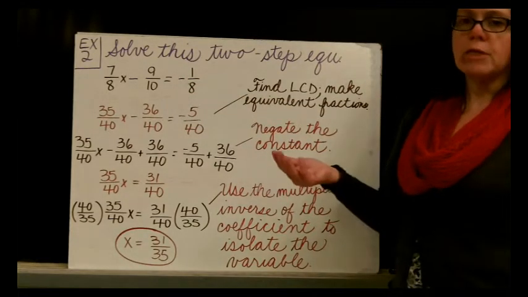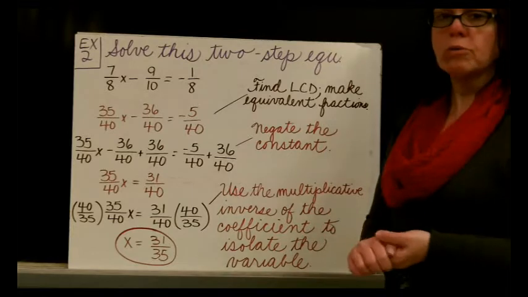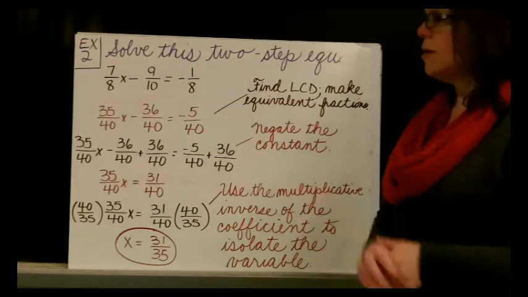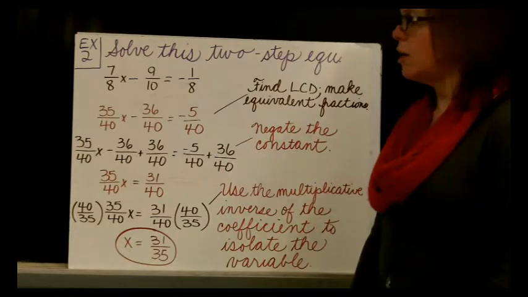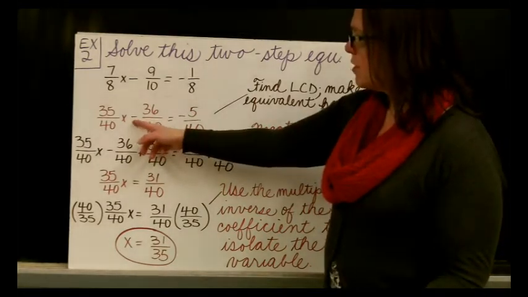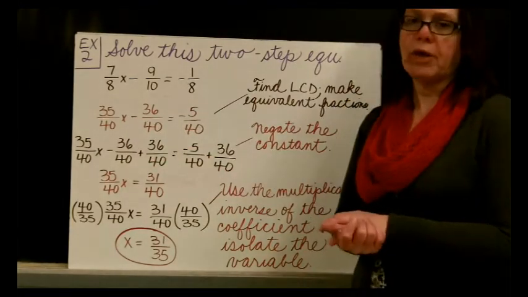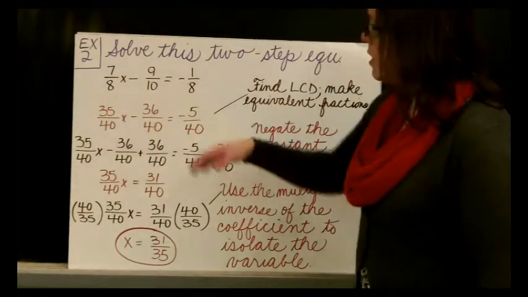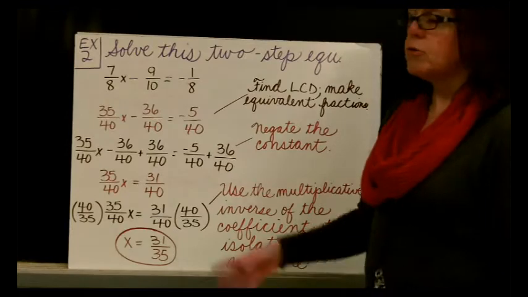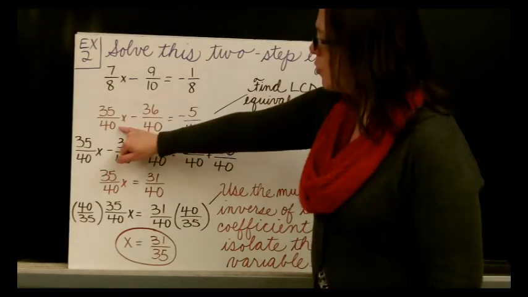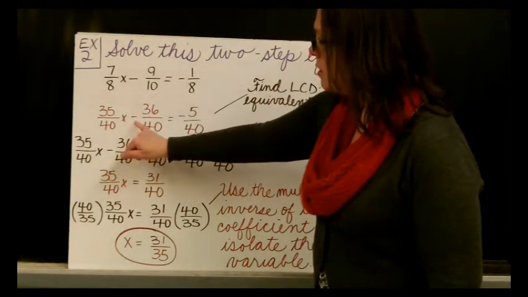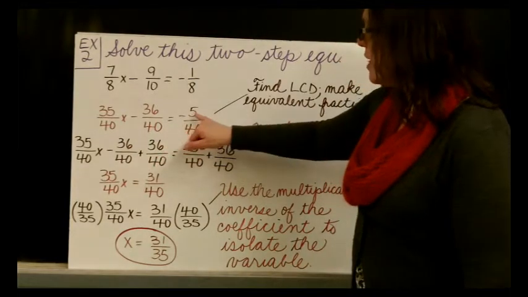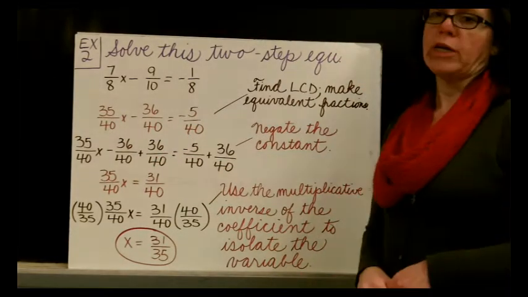And the very first thing that we have to do, because we're working with fractions, is we have to find the least common denominator and make equivalent fractions, because we have an operation here in subtracting, so we have to add. So what I did was I found that our least common denominator was 40. So now our new equation is 35/40 x minus 36/40, and that equals -5/40.